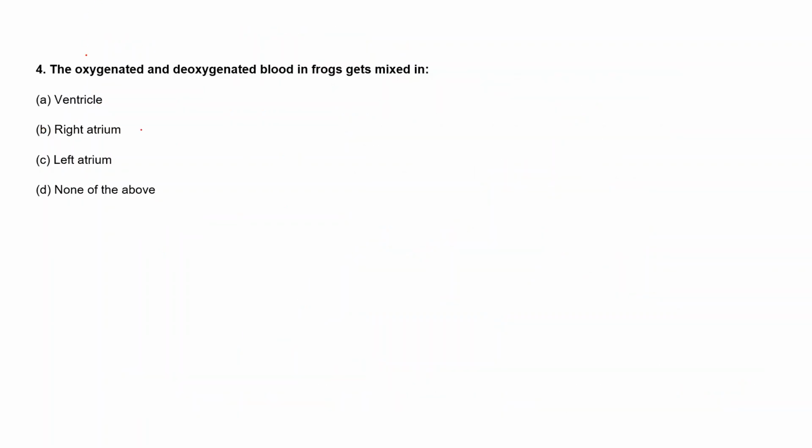Moving to the next question: the oxygenated and deoxygenated blood in frog get mixed in. Option A is ventricle, option B is right atrium, option C is left atrium, and option D is none of the above.